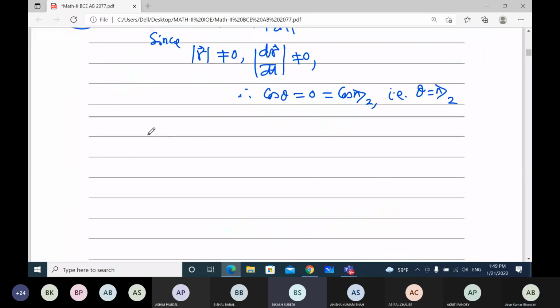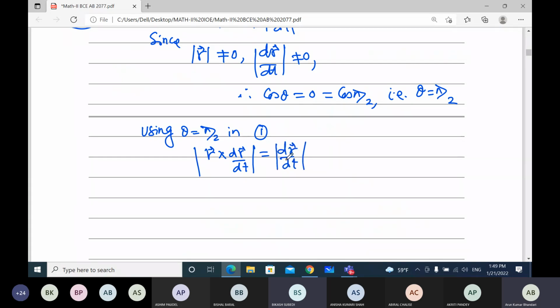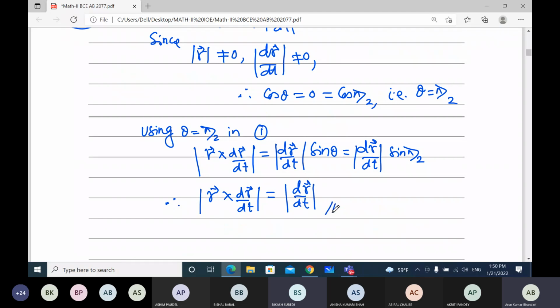Therefore, using theta equals pi by 2 in equation 1, the magnitude of r cross dr by dt is the magnitude of dr by dt times sin pi by 2. Therefore r cross dr by dt is equal to the magnitude of dr by dt. Proved.